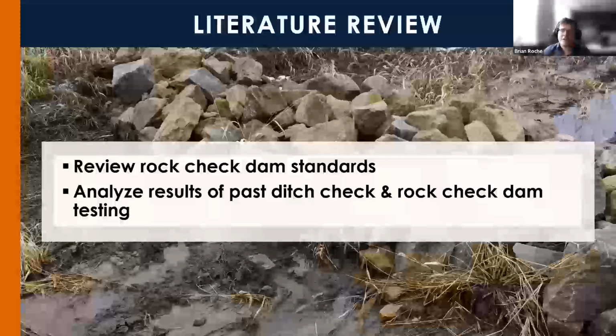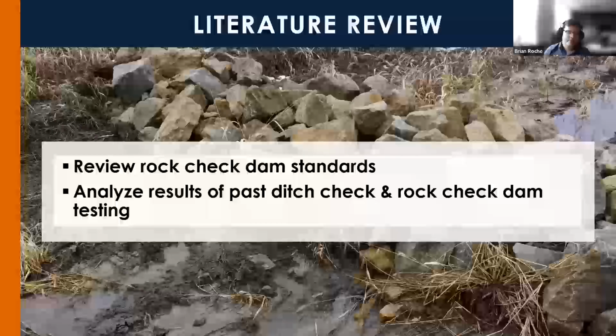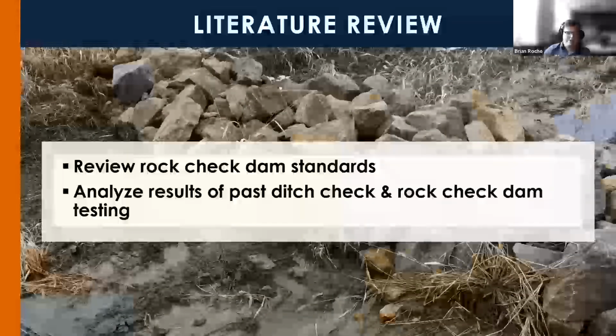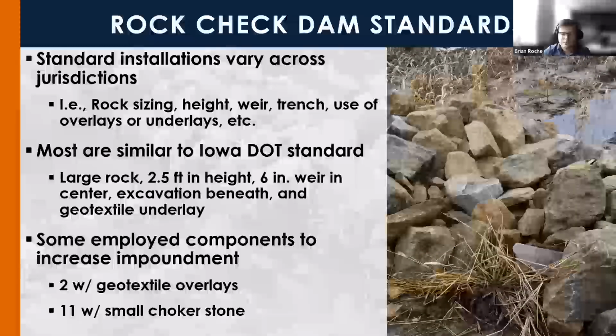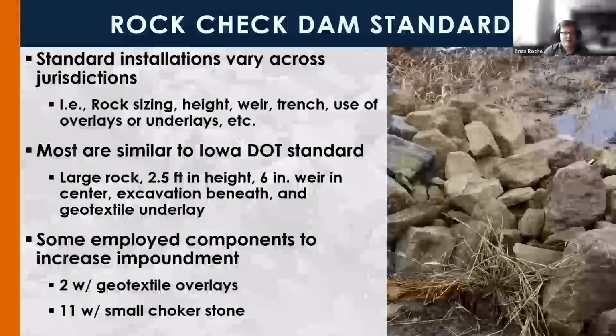Our literature review had 2 main objectives: reviewing existing standards, as well as analyzing the results of past ditch check testing to both develop our methodology and identify potential modifications. We found that rock check dam standards can vary widely in components. However, most are similar to the Iowa DOT standard installation, which was a large rock, 2.5 feet tall, with a 6-inch weir for effective overflow in the middle. We saw that some employed components to increase impoundment, 2 with geotextile overlays and 11 with a smaller choker stone in the upstream face.